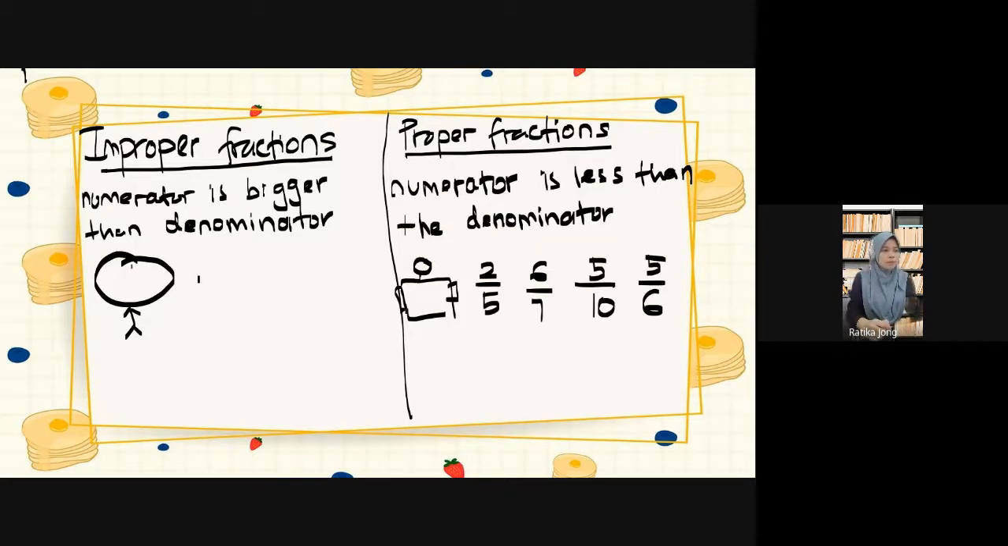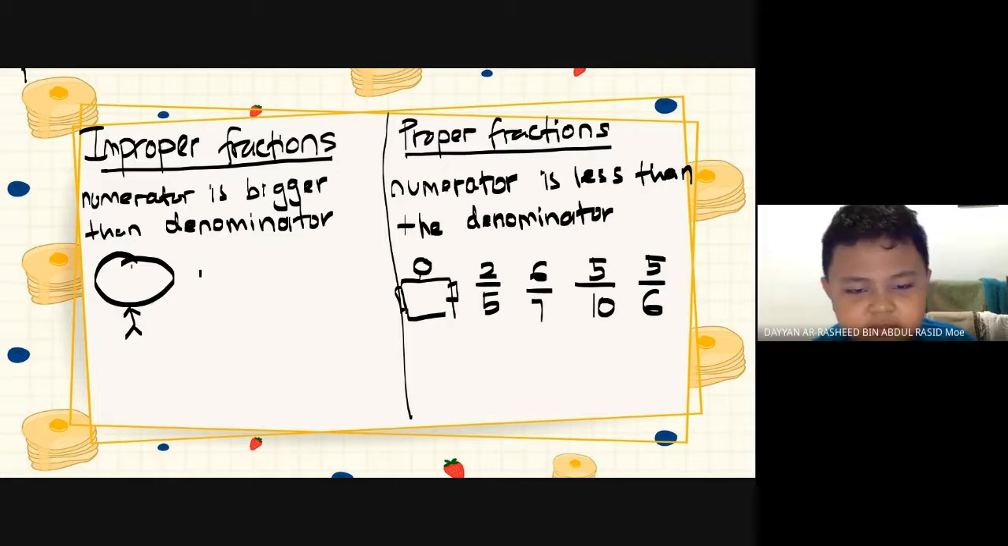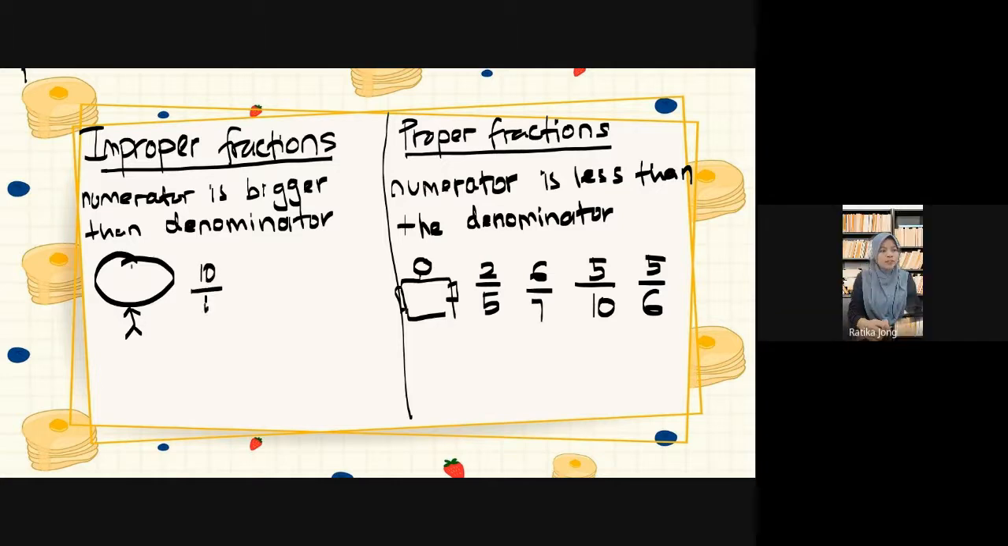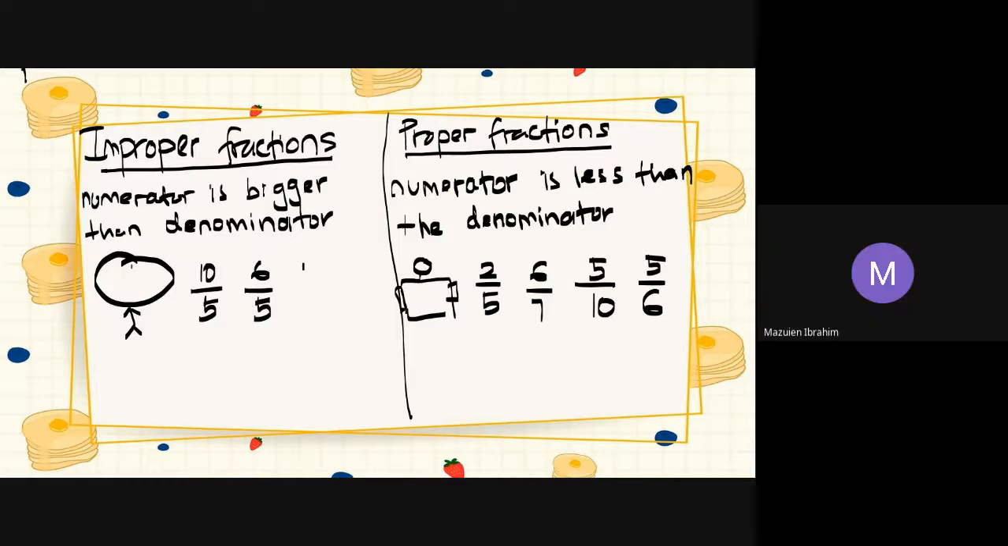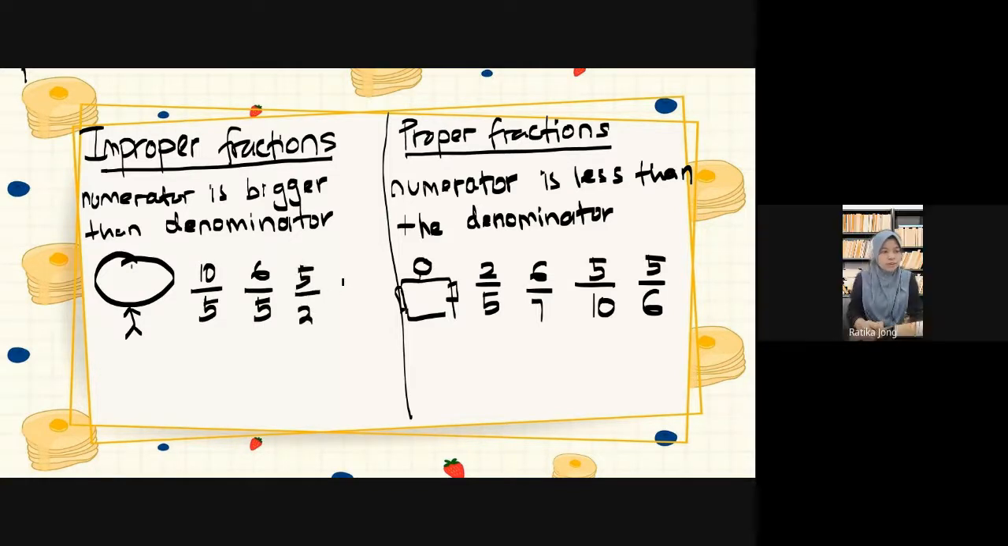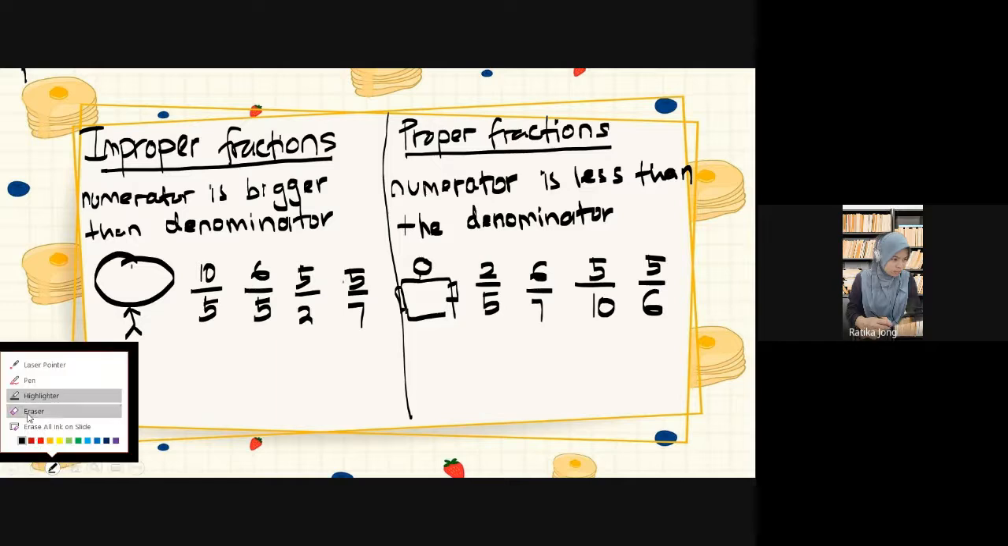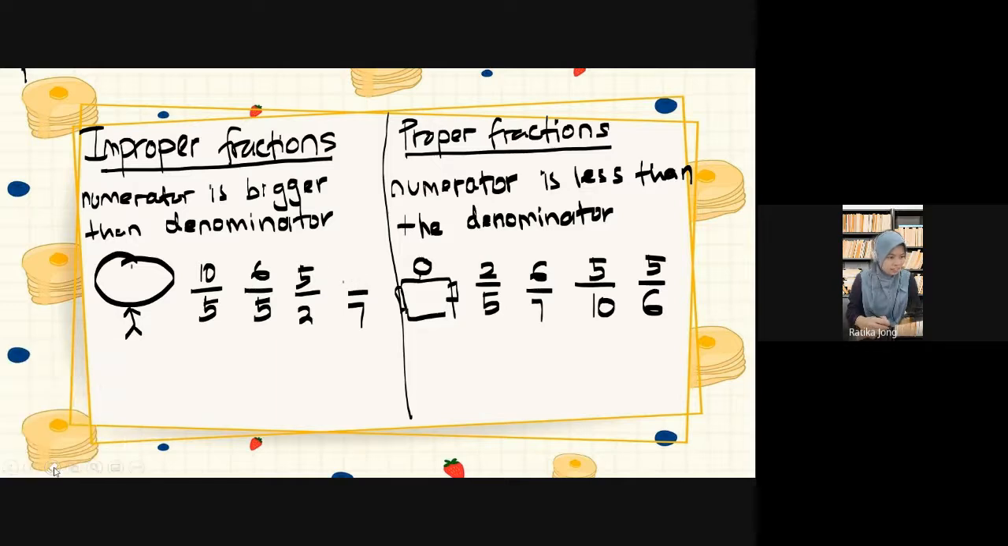Can you give me examples of improper fractions? 10/5, yes, very good. Atas besar, bawah kecil. Next example. 6/5, yes, very good. 5/2, yes, very good. 8/7. Atas besar, bawah kecil.